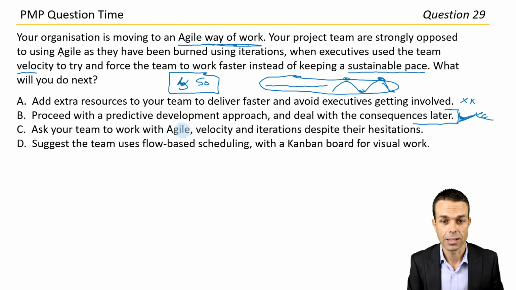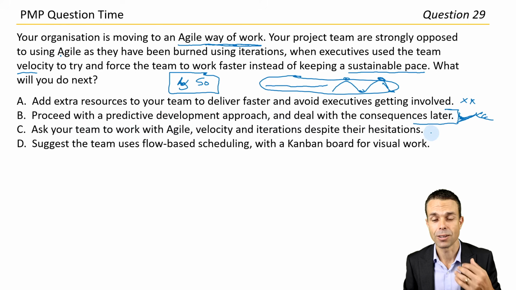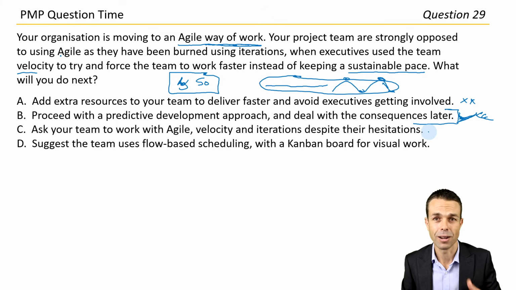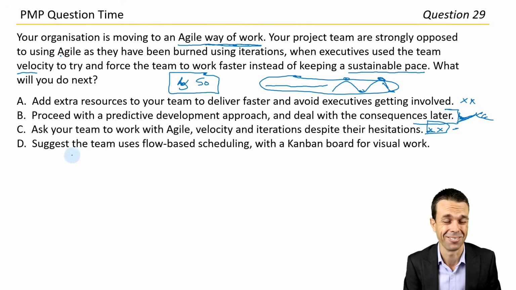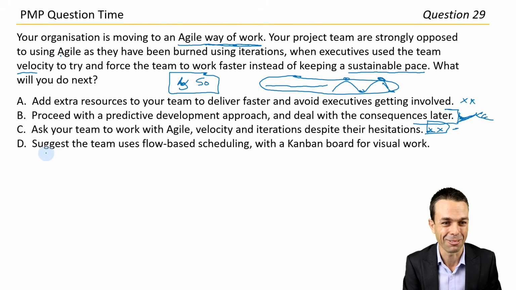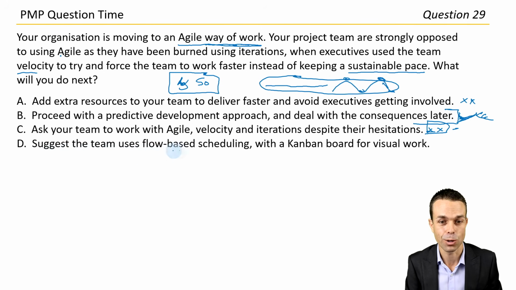Ask your team to work with agile velocity and iterations despite their hesitations. This might work, but again, we could force them to do it, but because we're forcing them, they are sort of convinced against their will, and it just may not work. They may not have their hearts in it, so their engagement will be low. Again, we're seeing a lot of engagement and leadership come into these questions. I'm going to put a no for that one and hope the last one is okay. Maybe we just select the last one based on elimination, unless they're all wrong, let's see what we've got. Suggest the team uses flow-based scheduling. Okay, well this actually sounds promising.